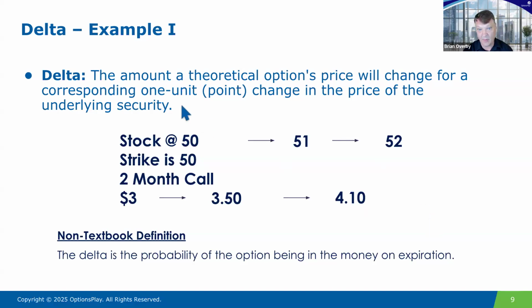Very straightforward. This is how delta works relative to an at-the-money option contract. So what's the moral to the story? Most contracts, if they're at the money, are going to have a delta that's close to 50. If they're out of the money, the delta is going to be lower than 50. And if they're in the money, the delta is going to be higher than 50.